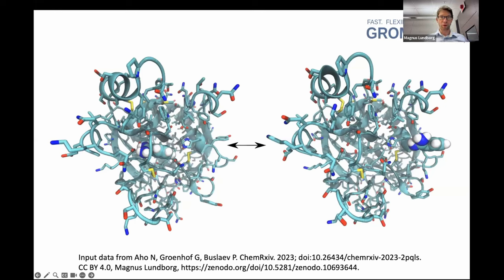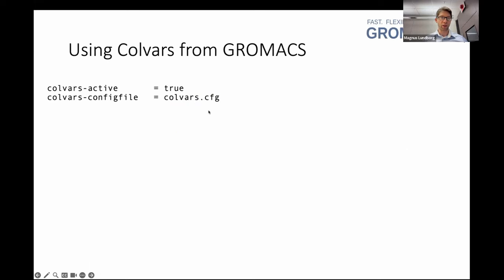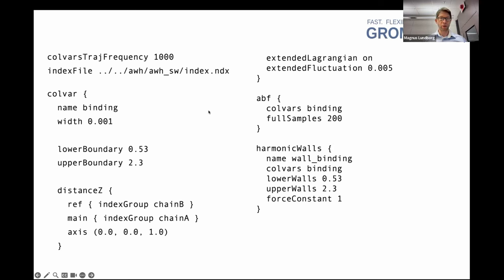To set up these COLVARS simulations, there are two options in the MDP file that I have been using. You just say that you want to use COLVARS, and then you specify the name of the COLVARS settings file. In that file, you then specify the settings that you would like to use for your enhanced sampling simulation. These settings should be taken with a grain of salt because I'm not a COLVARS expert. I just looked at the COLVARS documentation and tried to make a rough translation of the AWH settings that were used in the binding study that I started from, and then applied that in COLVARS.